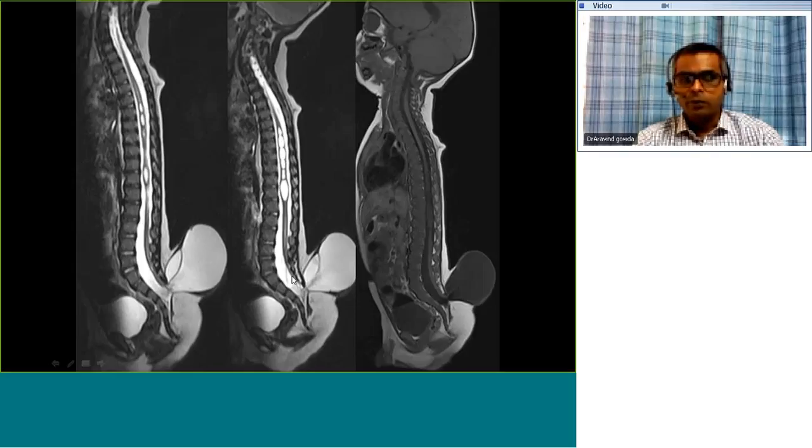So the role of imaging in an open spinal dysraphism, that is myelomeningocele, is one is to find out the associated anomalies like hydromyelia, what is the degree of hydrocephalus that is there, and how much Arnold-Chiari malformation, the herniation of the brainstem or the cerebellum or the tonsils, that you can get information by doing the imaging.